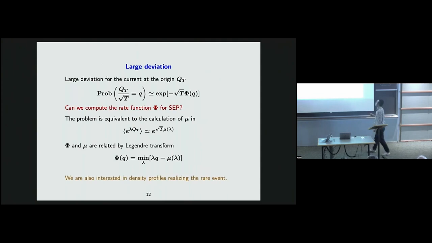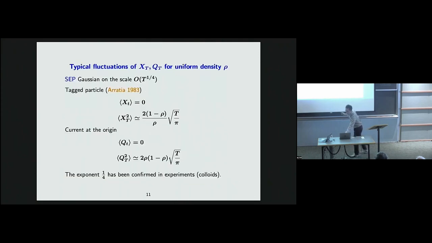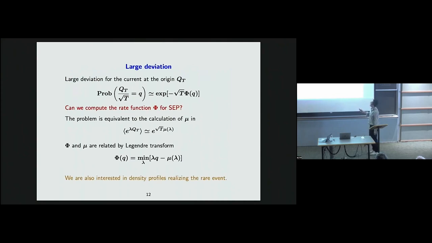Okay, but today we want to focus on the large deviation for our quantity Qt. Because of the typical fluctuation scaling with the 1/4 power, the large deviation is suitable to be considered at the scale of the square root of t. So let's consider this probability. Then we can expect that this again goes to 0 when capital T goes to infinity, in such a way that this is like e to the power minus square root of t times some function depending on q.